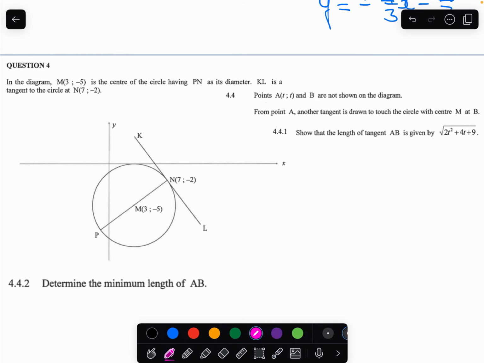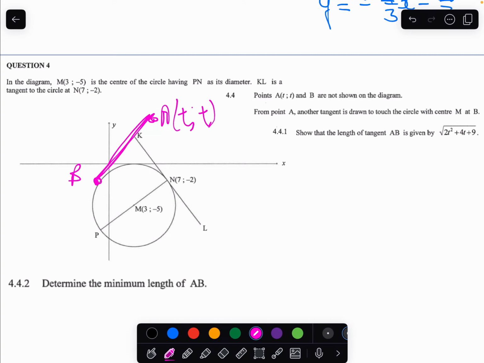Okay, so if we were to imagine that, for example, A is somewhere over here, doesn't have to be, but just for the sake of visualizing, and B is somewhere over here, right? So this is the tangent we're talking about. Okay, except we are not drawing an infinite line, we're just drawing a line segment connecting A and B. Show that the length of this tangent is given by that expression.